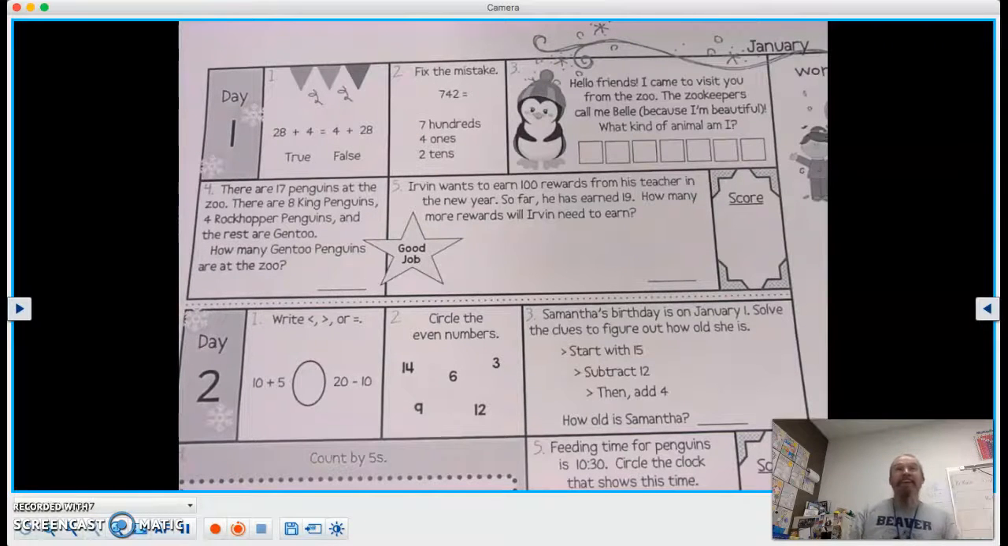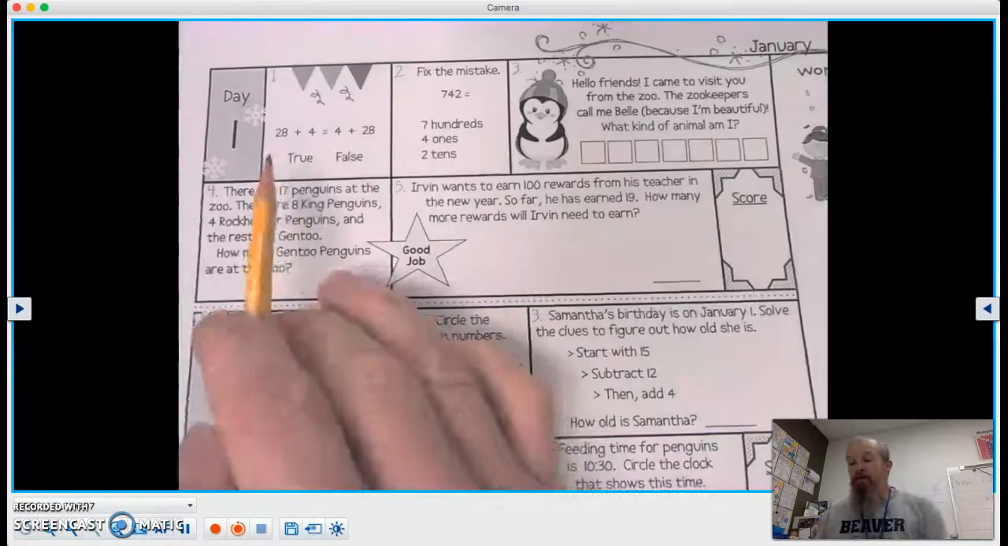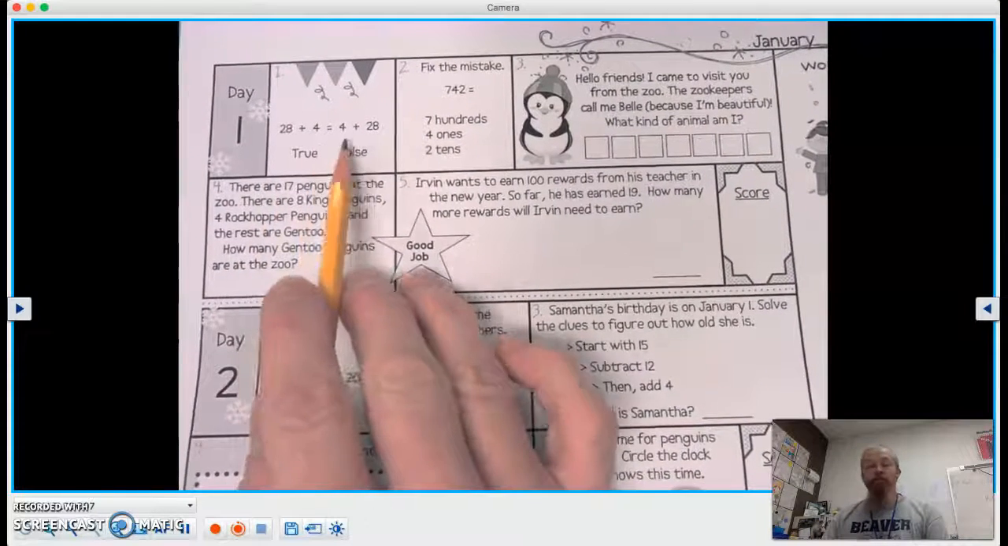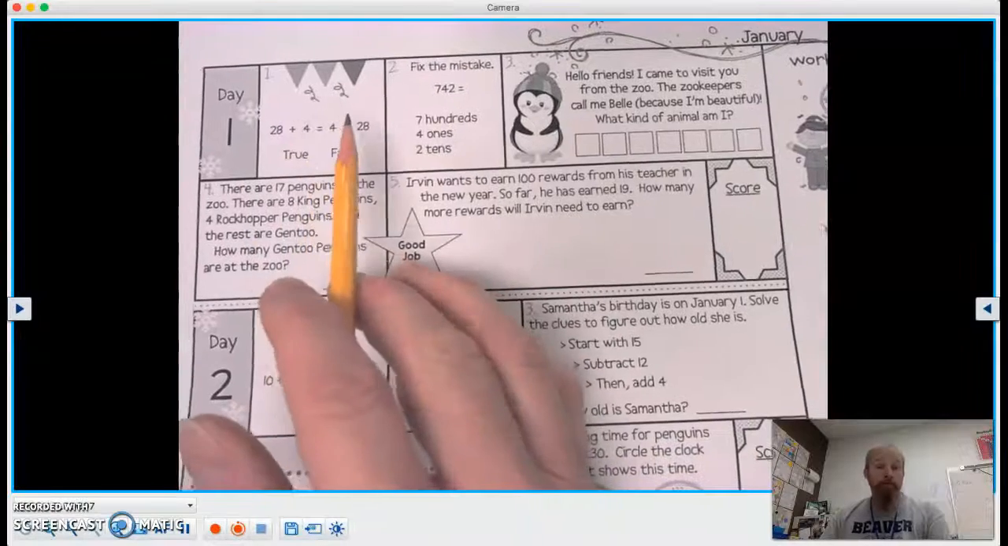Here we are, day number 1 of our January daily math. Let's look at number 1. It says 28 plus 4 equals 4 plus 28. Is that true or false?